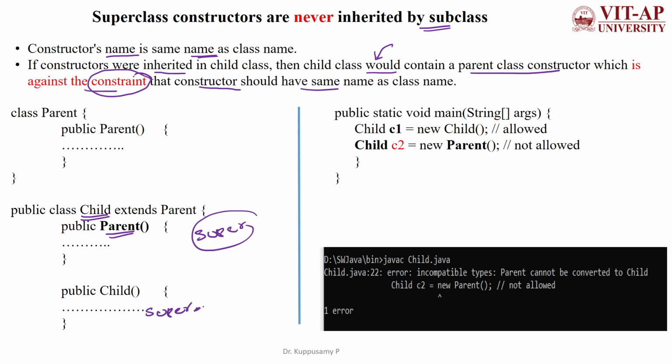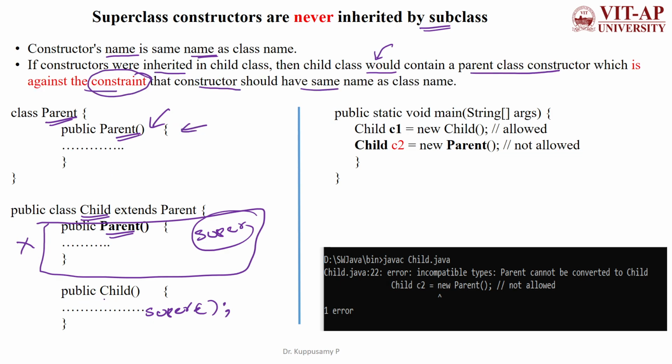So super dot, otherwise like this, it is possible, but this method is not possible to call the parent constructor. Here parent is the class which is having the constructor. This constructor cannot be called from the child class. If you want to call this, you have to call from inside the child class constructor. Outside the child class constructor, if you call it directly by using the constructor name, it is not possible. You see it is giving the error, it is not allowed. Parent cannot be converted to child, so this is not possible.